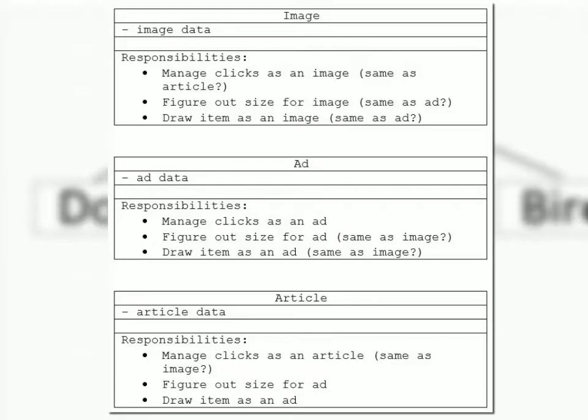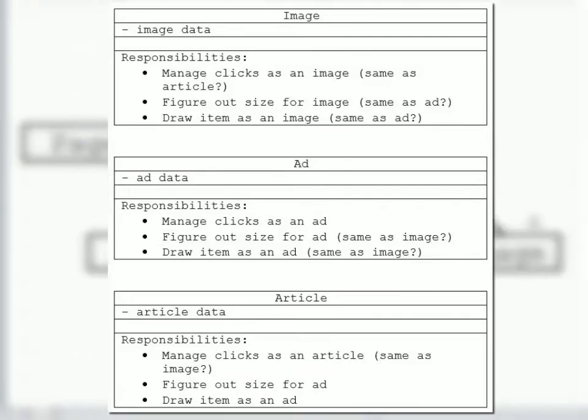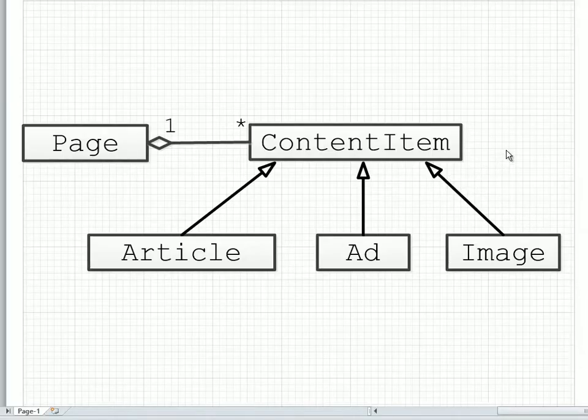What we need is to have a public interface that all of these different objects can share with the page class, and then private implementations that are unique to the different kinds of content. And the way we do that in object-oriented design is with inheritance. I can have a content item class with the public interface that the page class needs to do its work. And then I subclass the content item class with, for example, image, article, and ad subclasses.